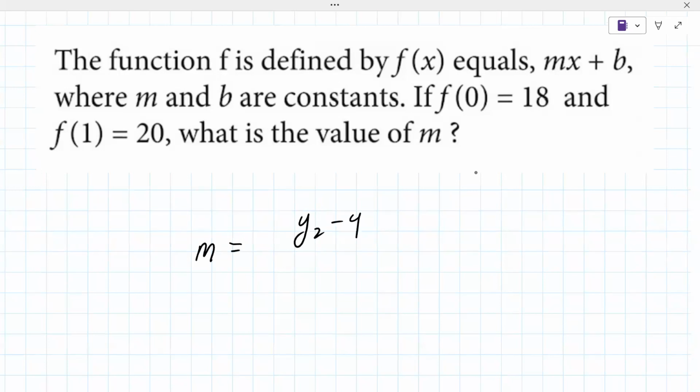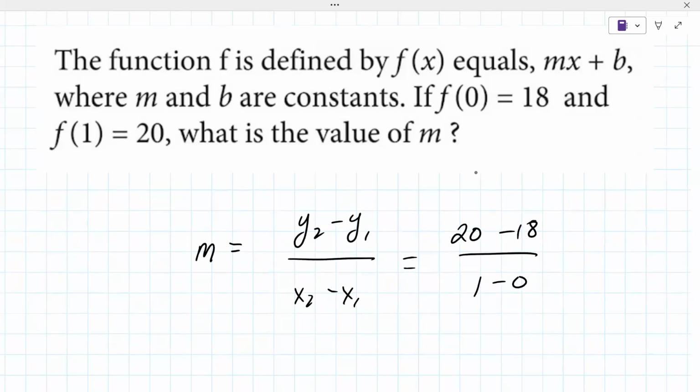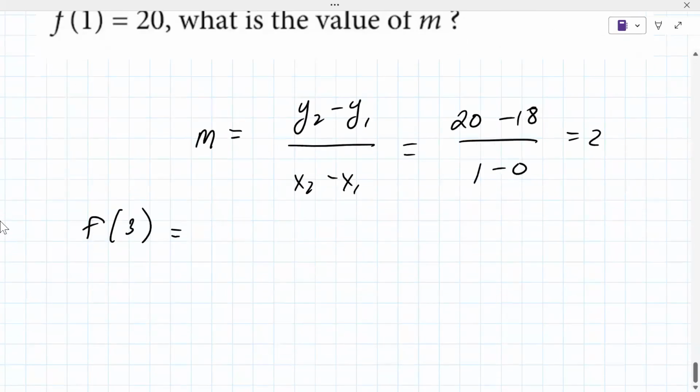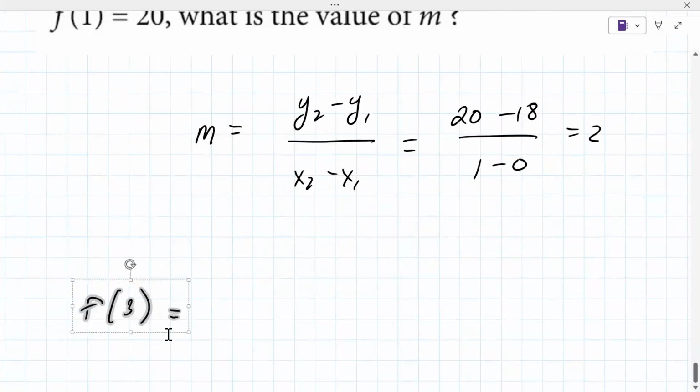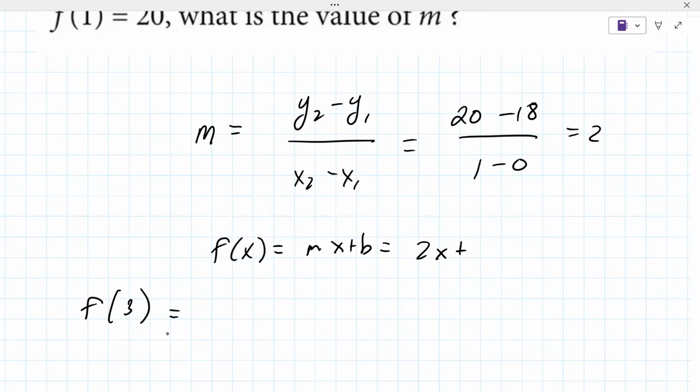Slope formula is y2 minus y1. Yes, so m is 2. I don't really like this problem because once you realize that the slope is 2, I would rather you tell me what is f of like 3, which means you have to figure out the function. So the function is f of x equals mx plus b, which is 2x plus b.